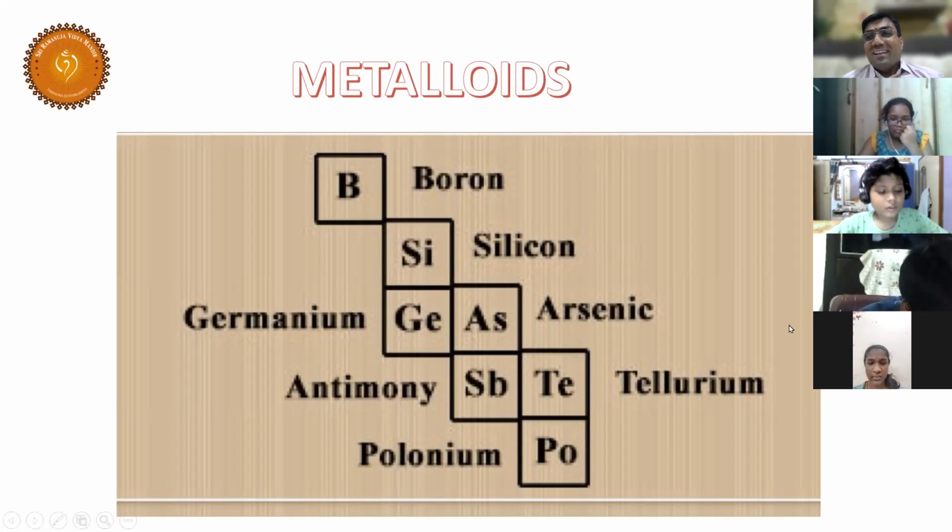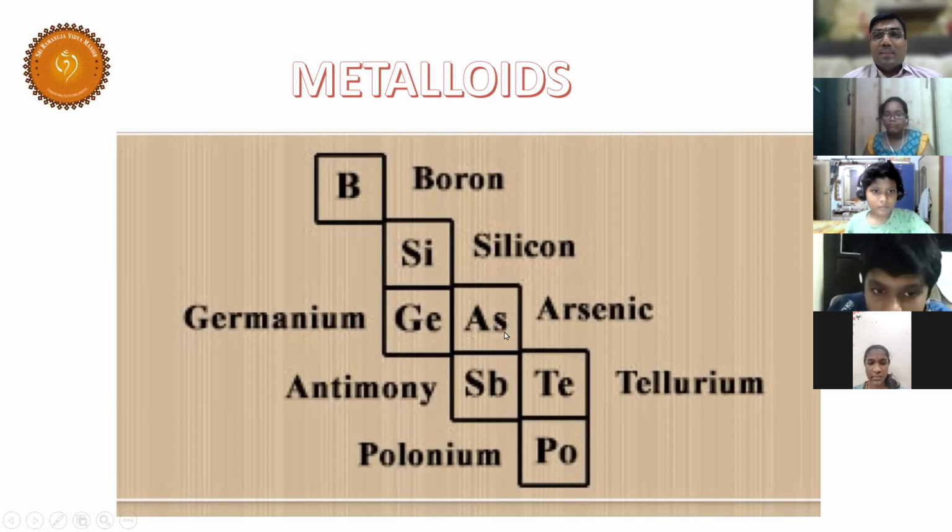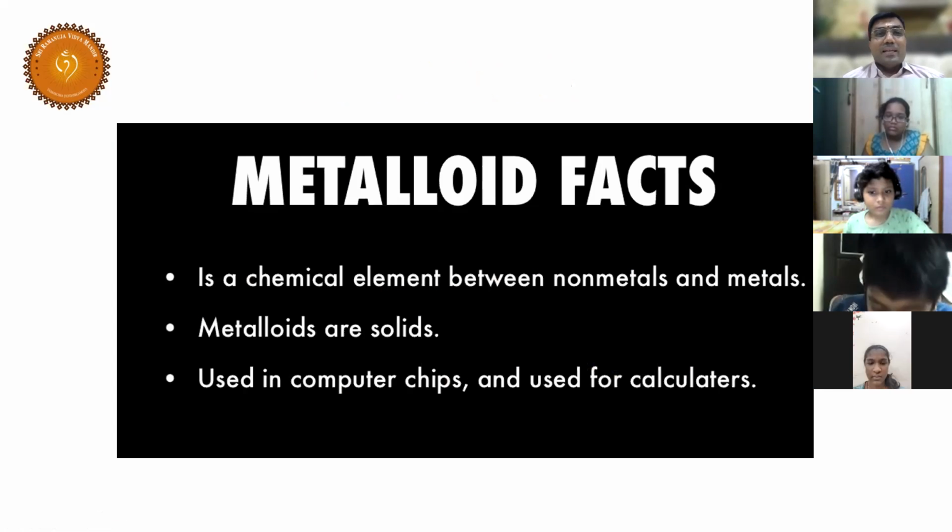P block, okay, fine. Now let us see what these metalloids are: boron, silicon, germanium, arsenic, antimony, tellurium, and polonium. These are all metalloids. You have to memorize this. So what are some of the facts about metalloids?